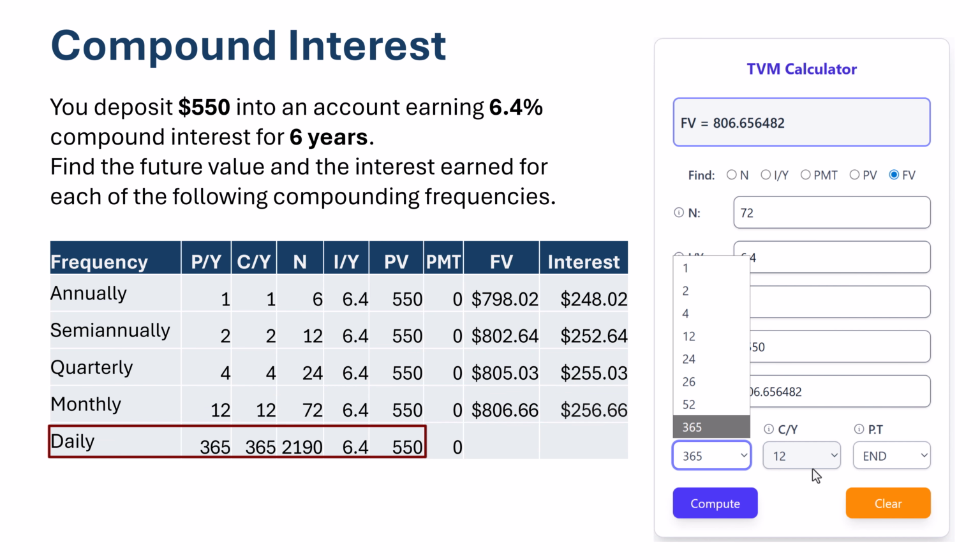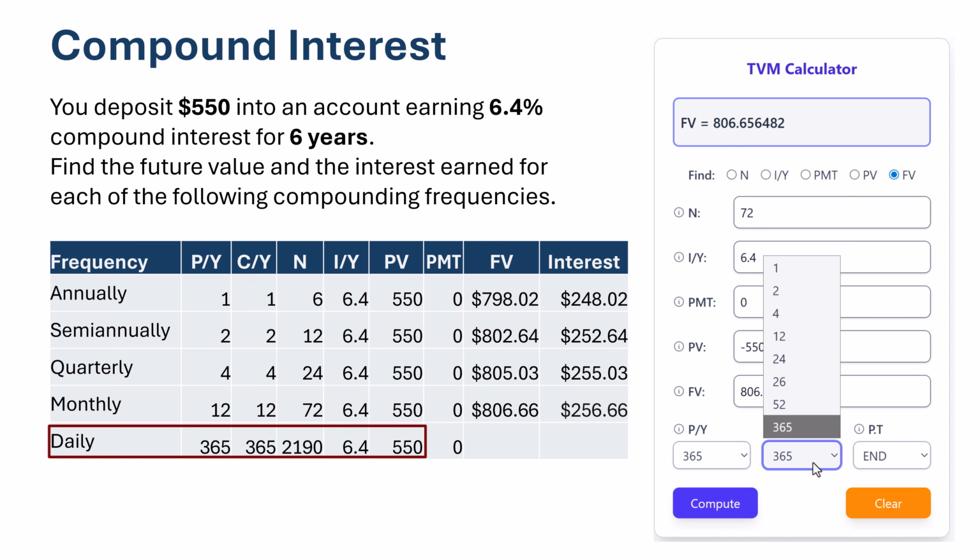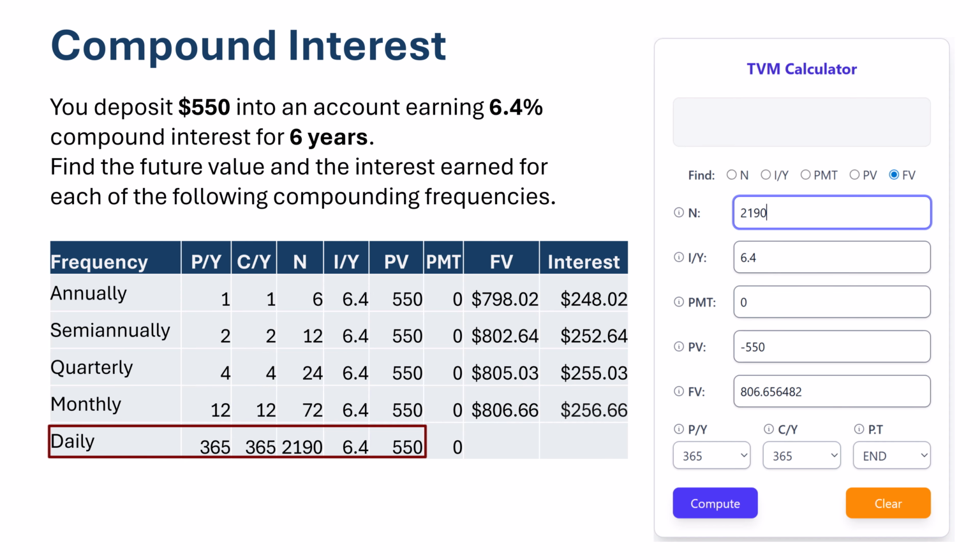Lastly, for daily compounding, set PY and CY to 365. Change N to 2190. Hit compute. Our final value is 807.45, giving us 257.45 in interest.